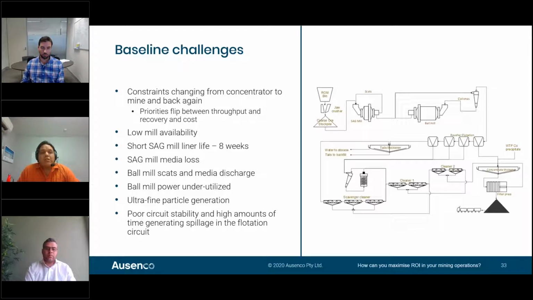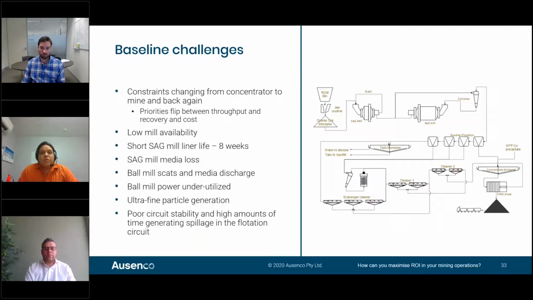So the baseline challenges we had, just to provide a bit of background, so the CCM processing plant is a conventional copper sulfide concentrator, as you can see in the process flow chart on the right-hand side. It receives material from 3 mines, all different one another in terms of both ore hardness and flotation performance, which drive the overall plant performance.